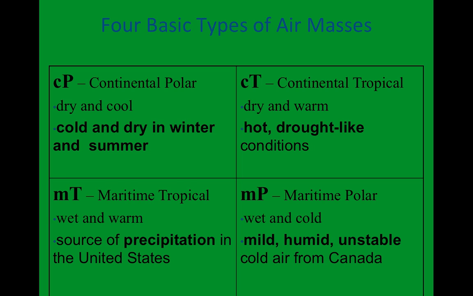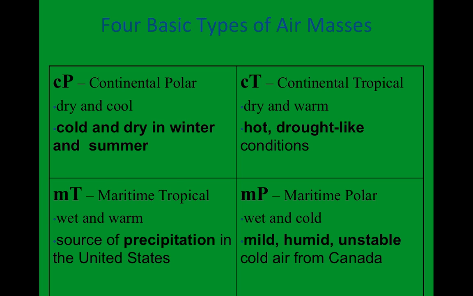Then we have a continental tropical air mass, which is a dry, warm air mass. It's dry because it formed over land, and it's warm because it is tropical. That means it formed at a low latitude near the equator. So a land mass where this one could have formed would be somewhere near the equator, such as Mexico, and any other land mass near there.